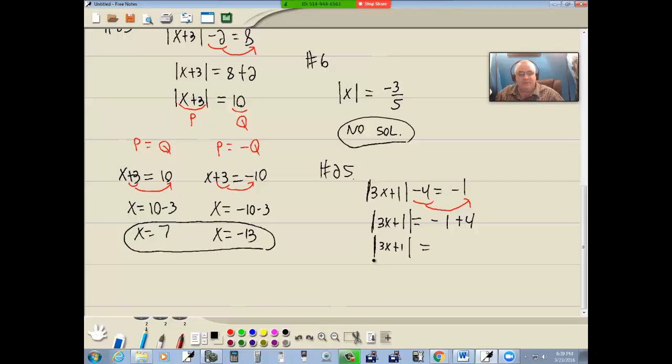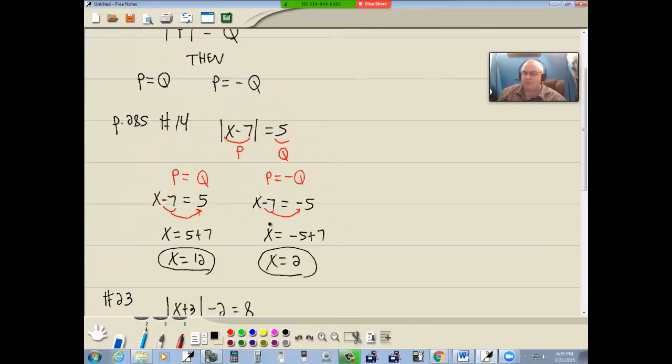And then we get the absolute value of 3x plus 1 is equal to negative 1 plus 4, which is 3. Now at this point, it's not equal to a negative number anymore. So make sure the absolute value is by itself before you claim it's a no solution. This one, you can then go through your formula. This would be P, and this would be Q, and then you plug it into P equals Q, and P is equal to negative Q. I won't finish that, but that's actually a regular problem.